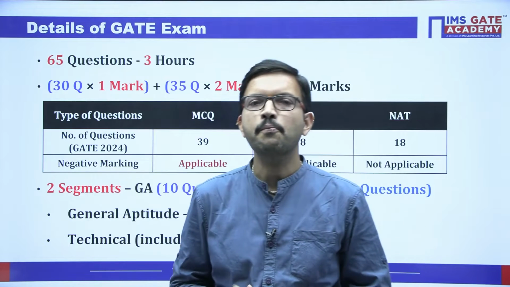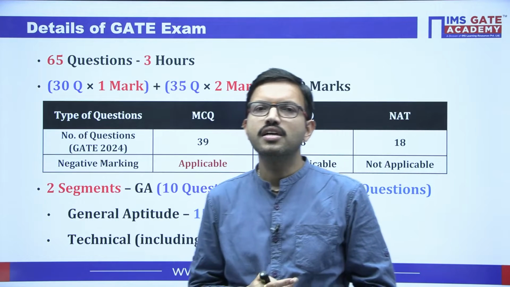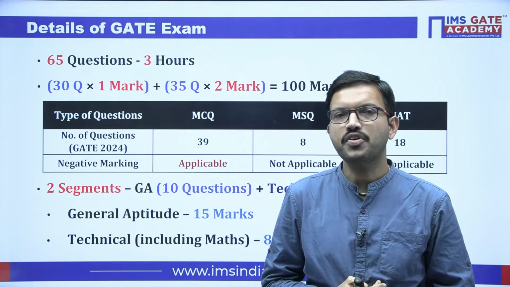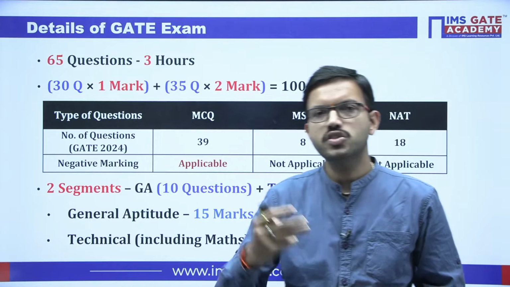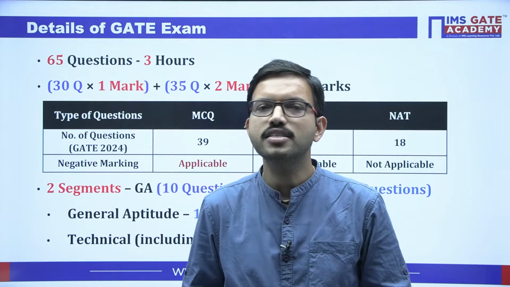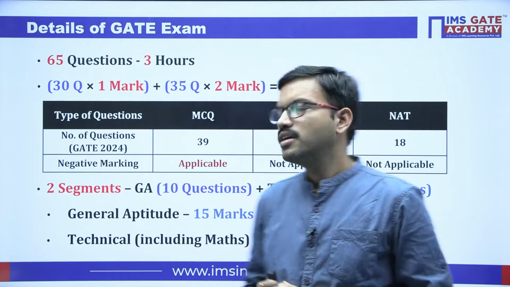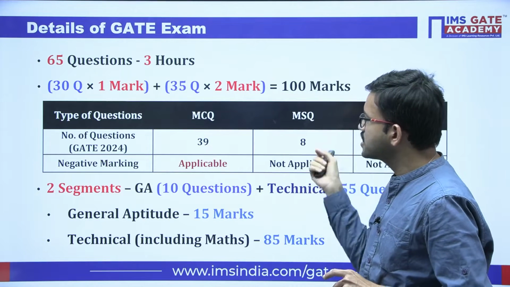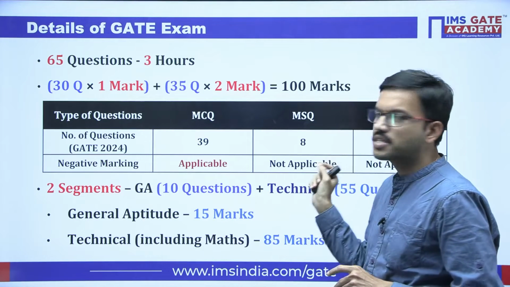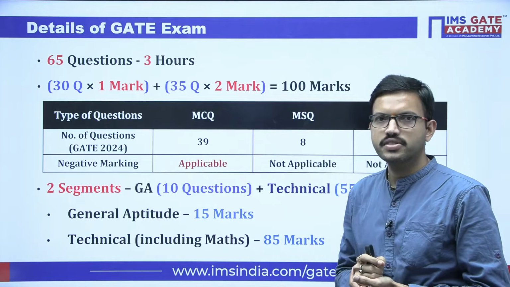Suppose, out of 4 choices, 3 correct options are there, but among those 3 you have chosen only 2. Because of that, you won't get even 50% of the marks. So if you want to get the marks assigned for that question, you have to choose all the correct options.